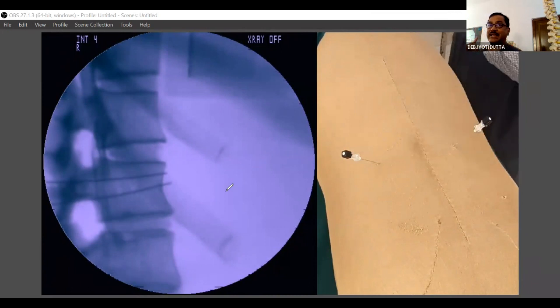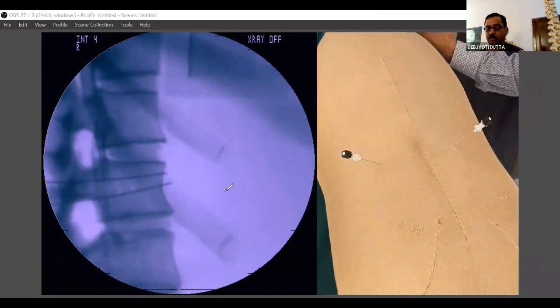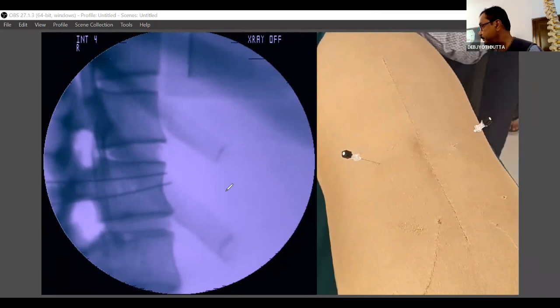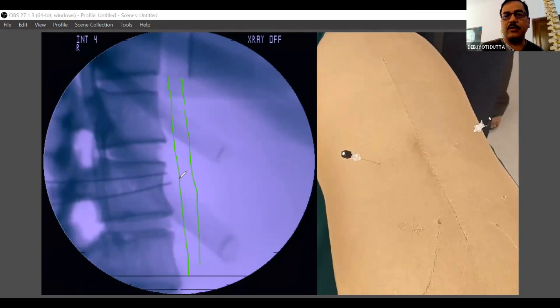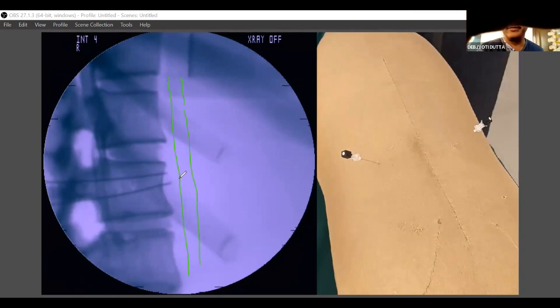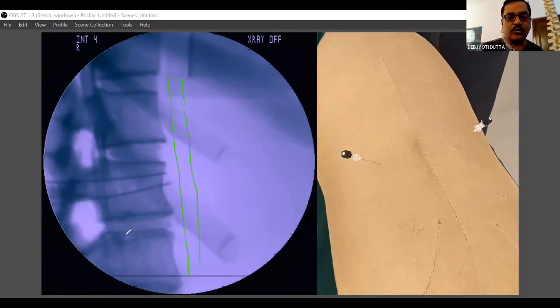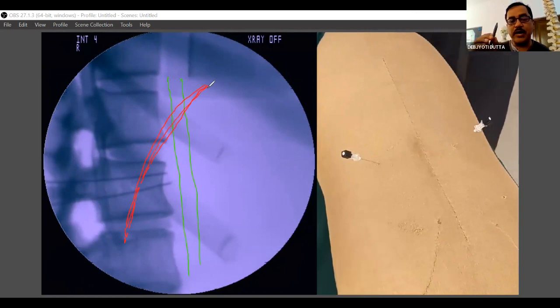But it is the original classical Kappis approach. It is antecrural, anterior to the crura, at the level of L1, but posterior to the aorta. So if I am drawing the aorta here, this is your aorta. My needle is posterior to the aorta, but crosses the diaphragm. Okay, so this is your crura of the diaphragm. It comes like that.